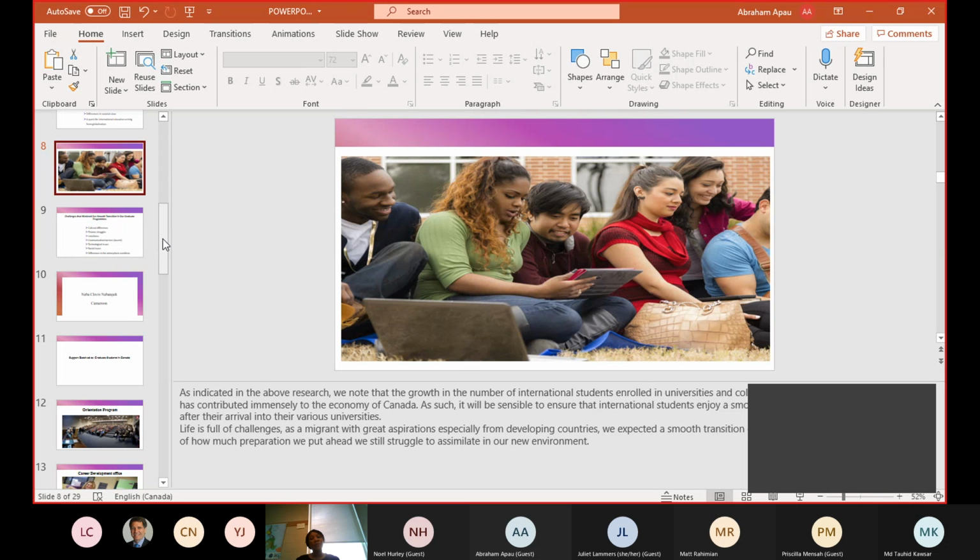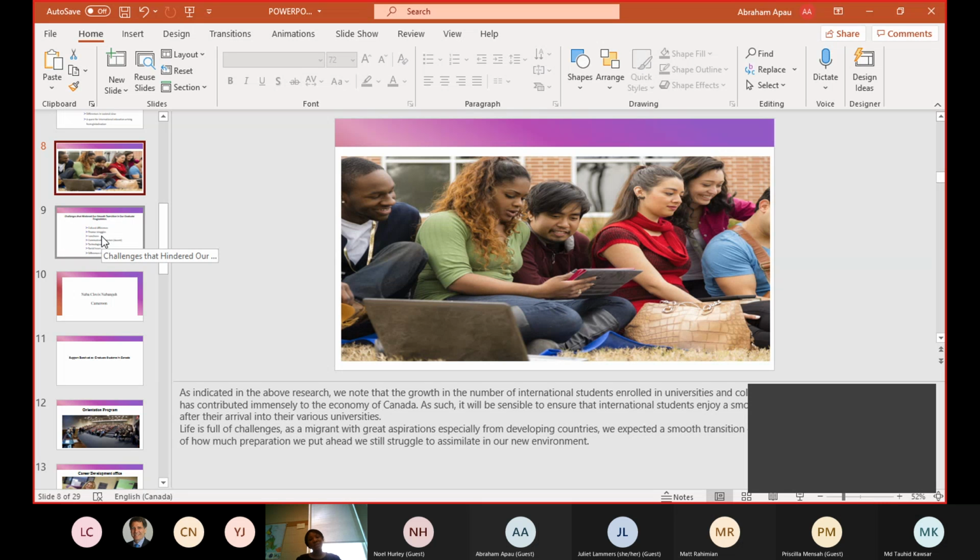As indicated in the above research, permit me to say that the growth in the number of international students enrolled in universities and colleges in the Atlantic region of Canada has contributed immensely to the economy of Canada as a whole. As such, it will be prudent to ensure that the international students enjoy a smooth transition from their home country after their arrival into various universities and colleges in Canada.